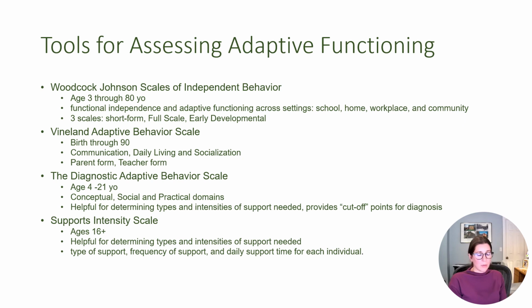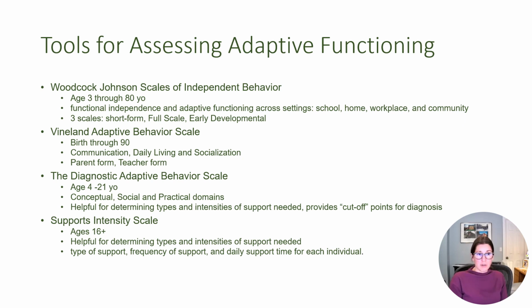Another scale, and probably one of the most well-known and used scales, is the Vineland Adaptive Behavior Scale. This was created and has been normed from birth through 90. It covers 3 domains of functioning: communication, socialization, and daily living, which not coincidentally map directly onto the DSM criteria. There's both a parent or caregiver form as well as a teacher form, which can be really helpful in kids who are school-aged.